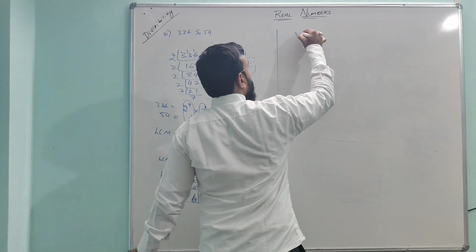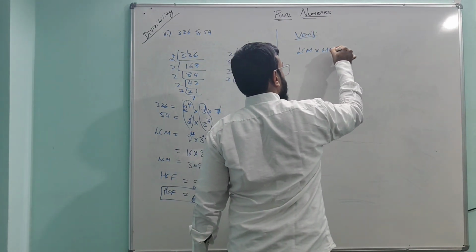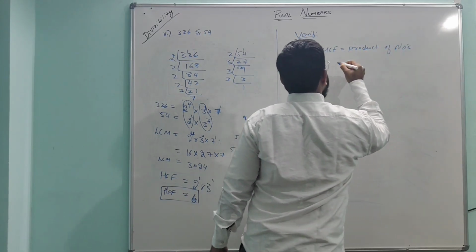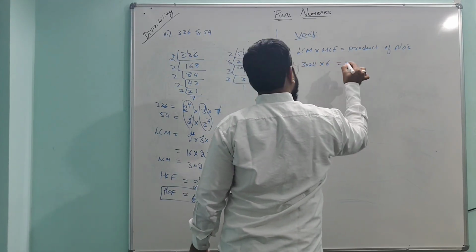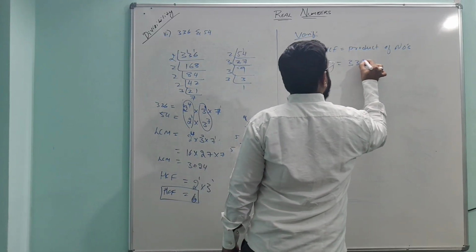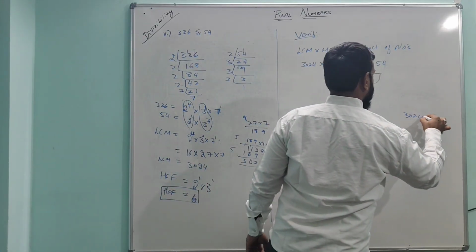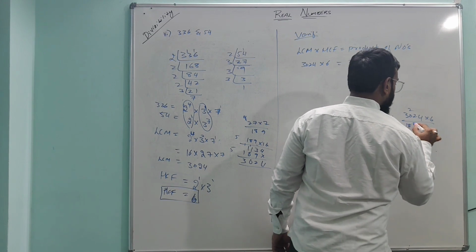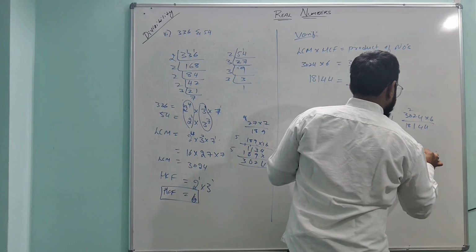Now, as per our verification, what to do? LCM into HCF is equal to the product of the two numbers, A into B. LCM we got 3024, into HCF which is 6. Product of numbers is 336 into 54. Let us solve this quickly. 3024 into 6 gives 18144. Here also we need to get the same, 336 into 54.